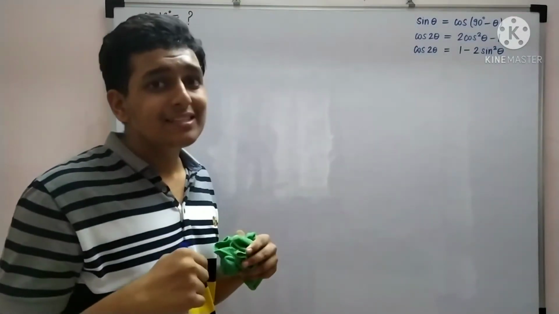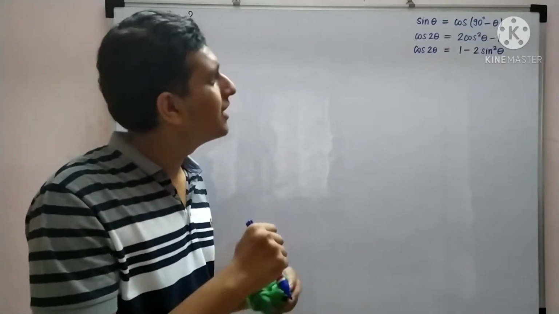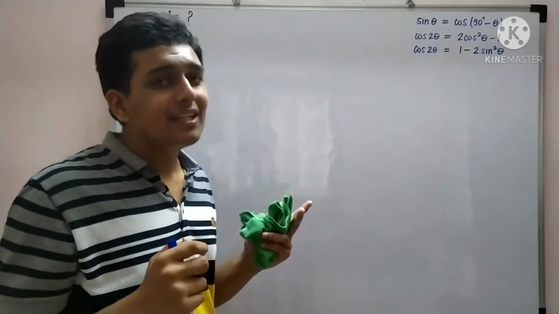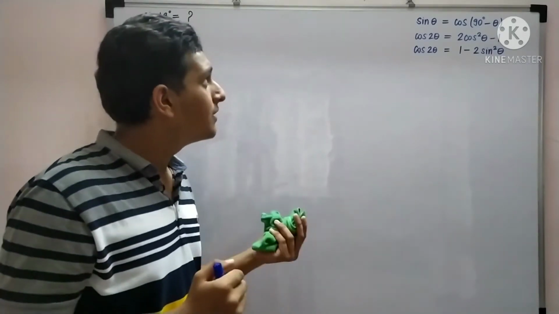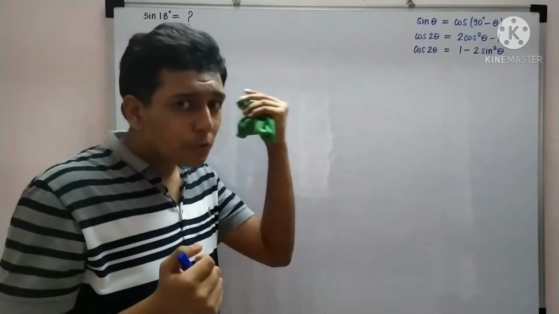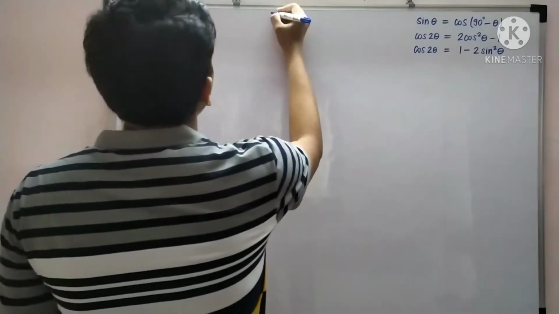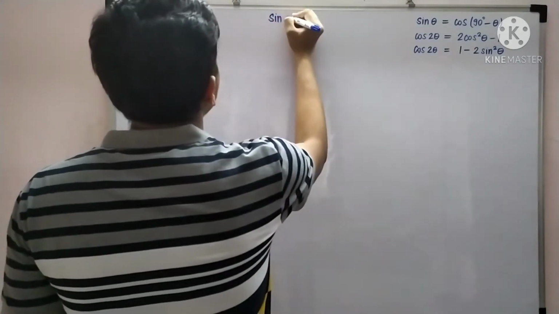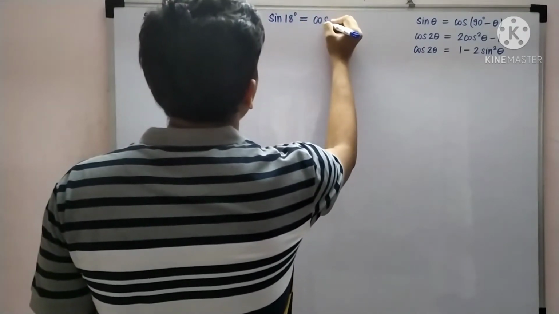We know that sine and cosine are complementary trigonometric ratios. In other words, sine theta is cos of 90 degrees minus theta. Because we intend to find the value of sine 18, we plug in theta equal to 18 degrees in the identity to get that sine 18 is cos of 90 minus 18, that is cos 72 degrees.